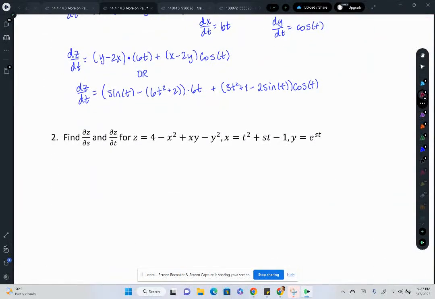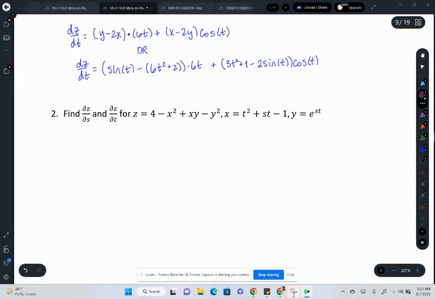In this next one, we're going to have to calculate a few more things because we're being asked to find del z/del s and del z/del t. So I'm going to write those out, and then we're going to calculate all the derivatives that we need, and then we'll plop them in. Okay, so this looks like z is a function of x and y, x is a function of s and t, and y is a function of s and t.